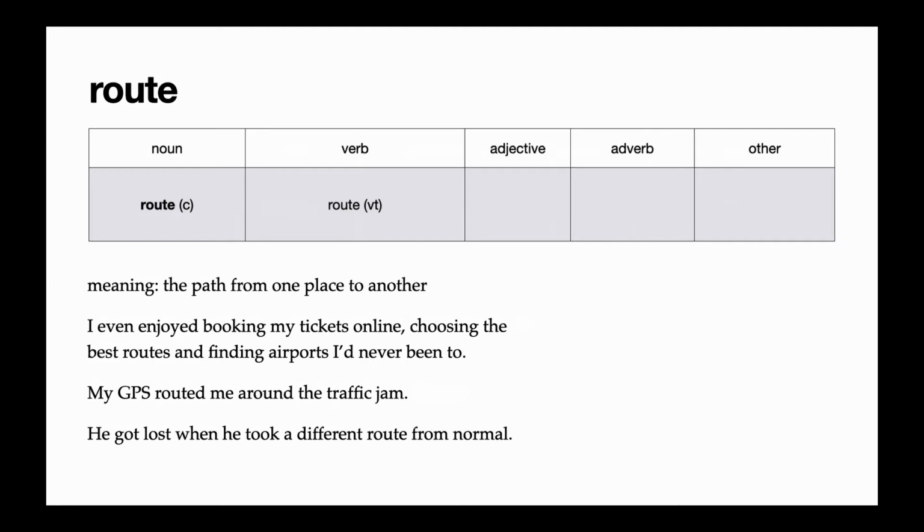So in the second example, my GPS routed me around the traffic jam. That just means it sent me on a path around the traffic jam. The third example shows another use of route as a noun. He got lost when he took a different route from normal.